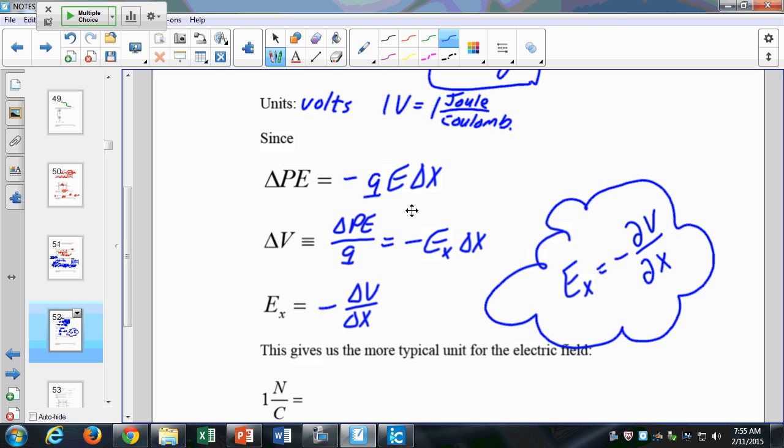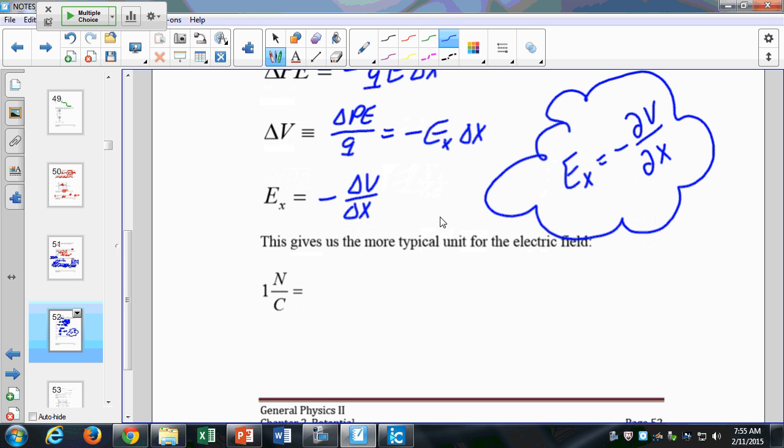And we'll look at, if you have an expression for your potential, then it's really easy to find your electric field and to go back and forth. We'll see that. It's really easy. You probably haven't seen partial derivatives, but they operate a lot like a regular derivative, so no fretting. This also gives us a more typical unit. We talked about this just briefly in the previous chapter, but a Newton per Coulomb is the same as a volt per meter.